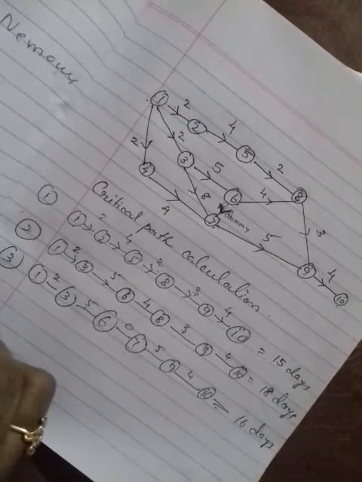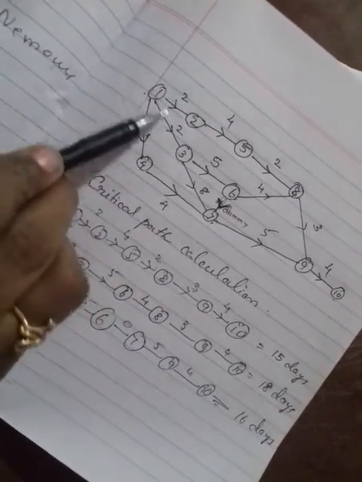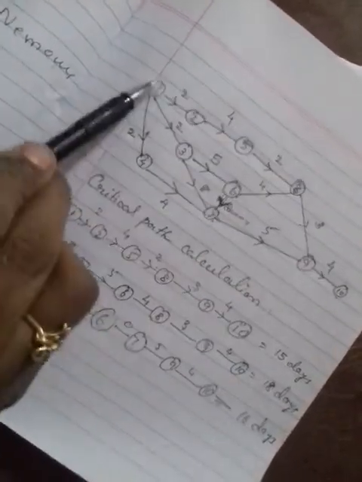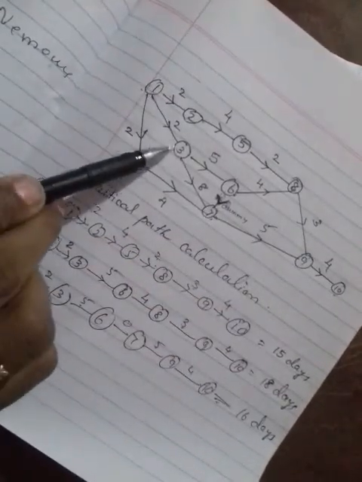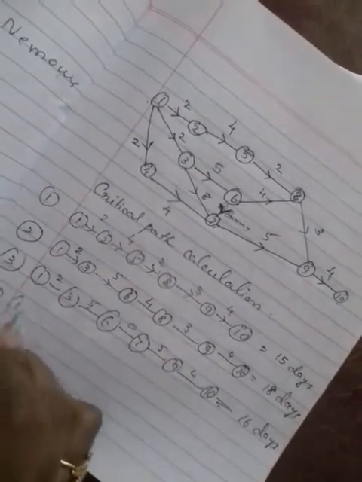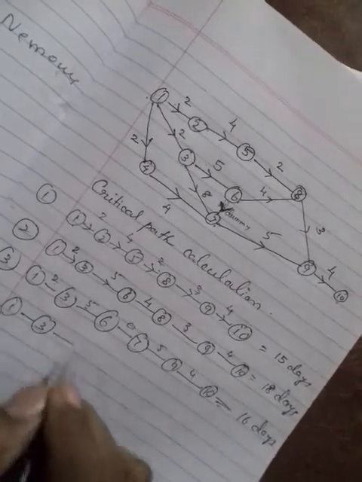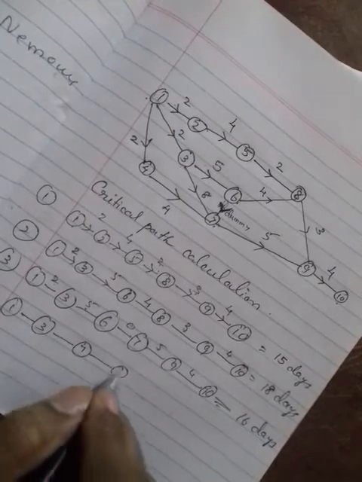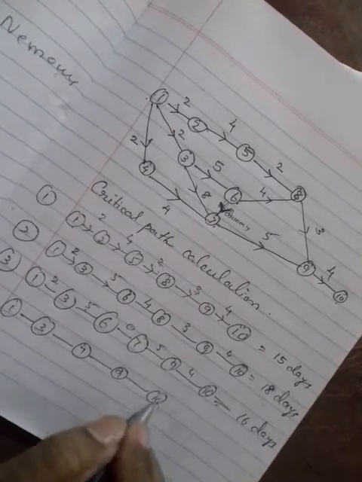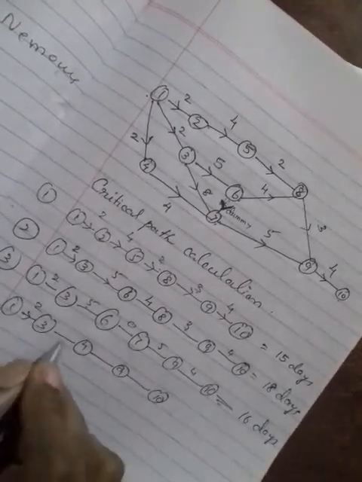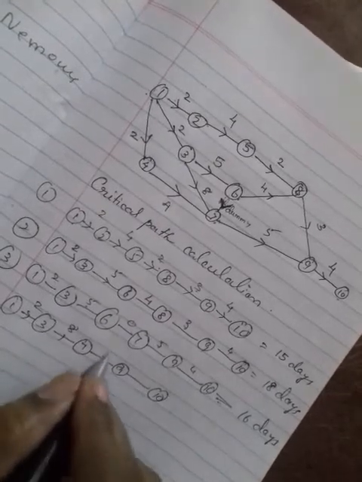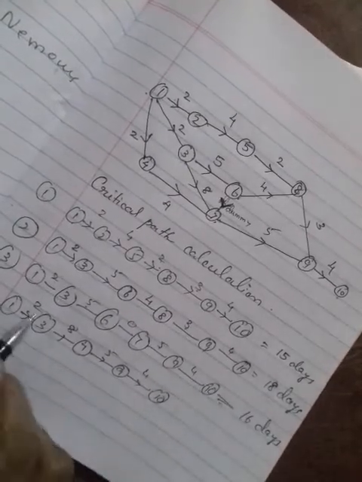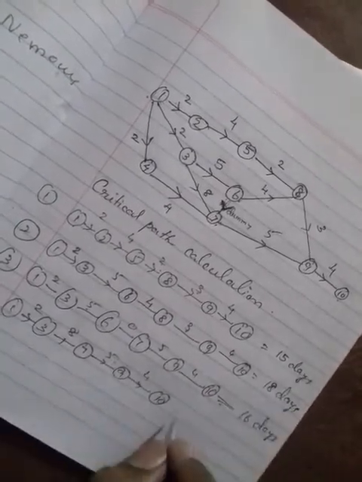Okay, the next path. Okay, this is over. We took this one, and now I am going to take 1 to 3 and 3 to 7. 1 to 3 should not leave any path. 3 to 7 and 7 to 9 and 9 to 10. So this is 2 and this is 8 and this is 5 and here it is 4. So 10, 15 plus 4, 19 days.